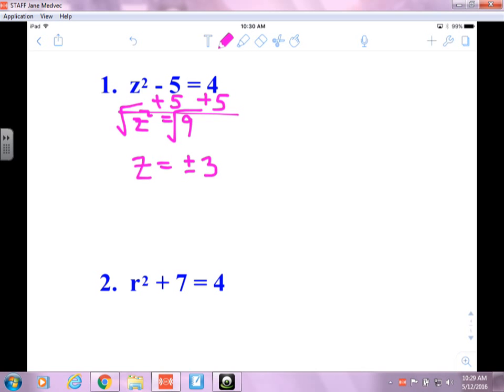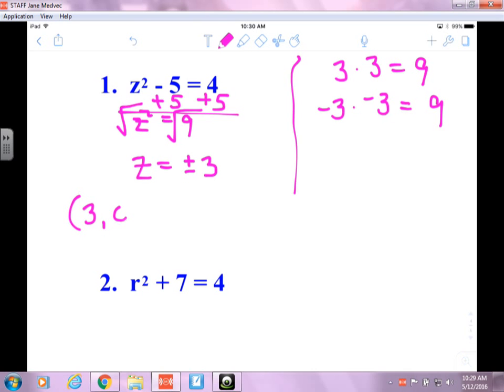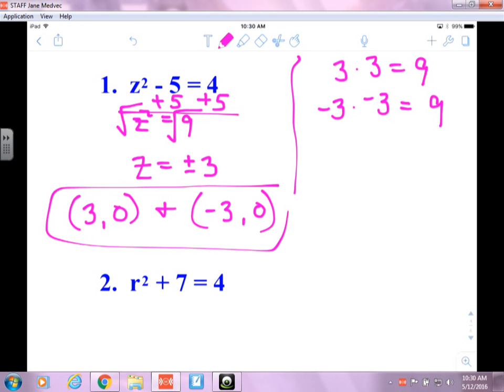The reason why it's plus or minus 3 is because, and I'm just showing you off to the side why this works, 3 times 3 gives me 9, doesn't it? And negative 3 times negative 3, does that also equal 9? It does. So when you square root a number, technically there are 2 answers there. Okay? So my solution then is 3, 0, and negative 3, 0. That's my solution. I didn't have to graph it.